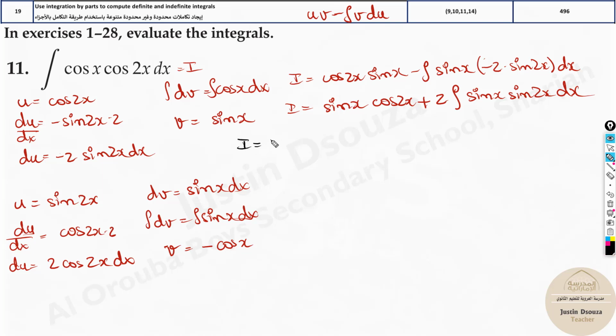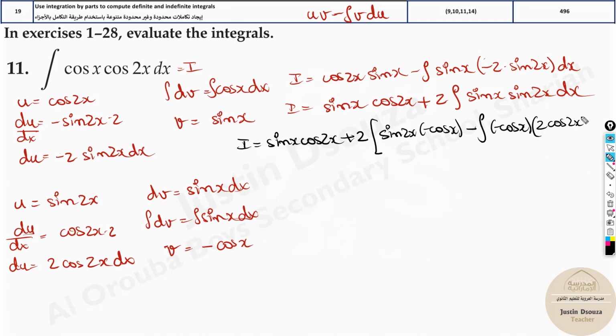It'll be I equals sine x cos 2x plus, here this is constant again, but this entire thing we write by this formula now. What happens? It is u is sine 2x. What is v? V is minus cos x minus integral of, what is v again? It is minus cos x times this du. It is 2 cos 2x dx. That's it. Now then, let's close the bracket and let's try to simplify.